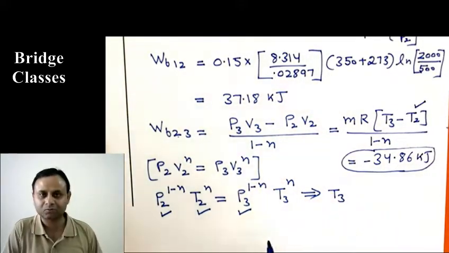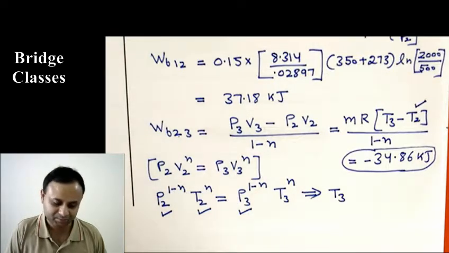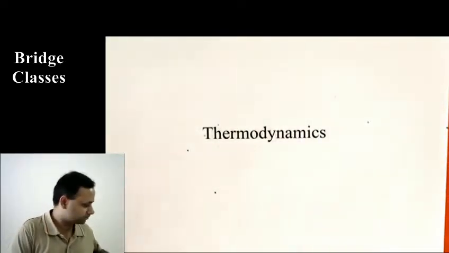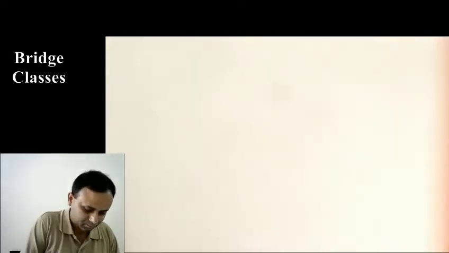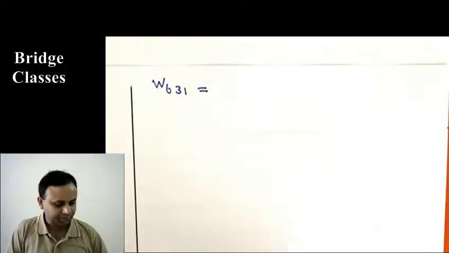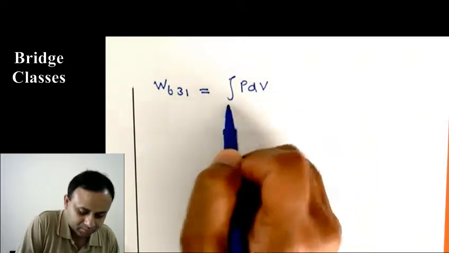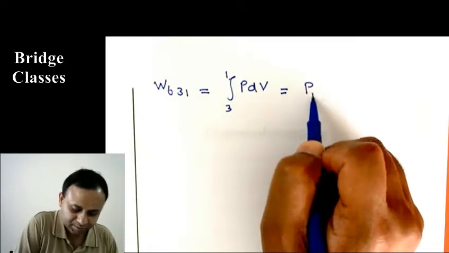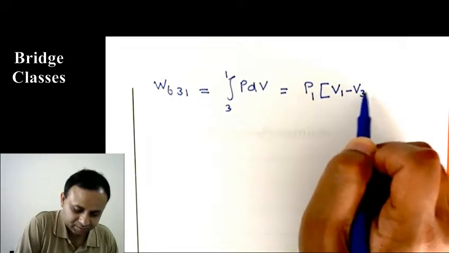That is not the only way to do this problem. You could have done it in a different way, but I'm just saying what will be the easiest way. And then you need work from 3 to 1. The process from 3 to 1 is a constant pressure process. So when you integrate P dV from 3 to 1, because pressure is constant, you can indicate it as P1 or P3. It just becomes P times (V1 minus V3).